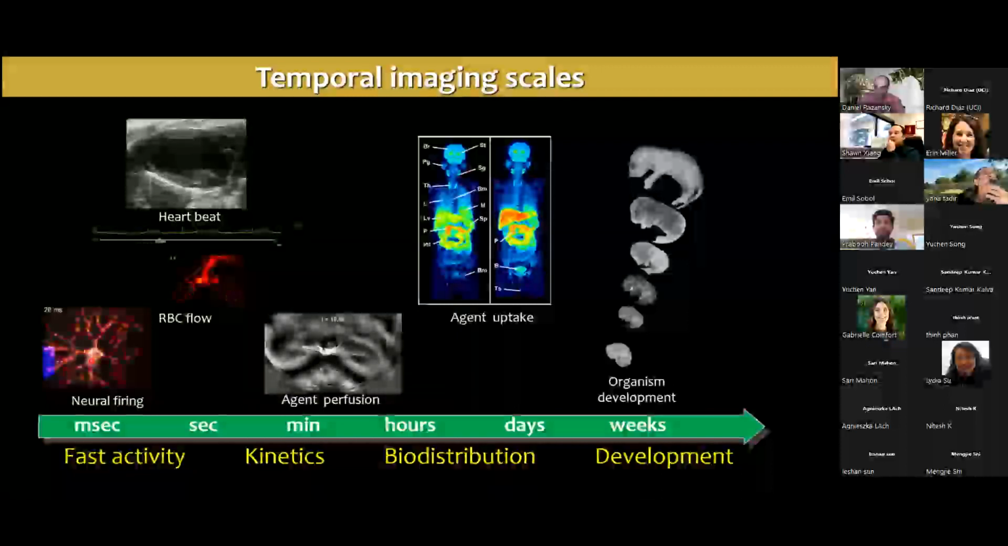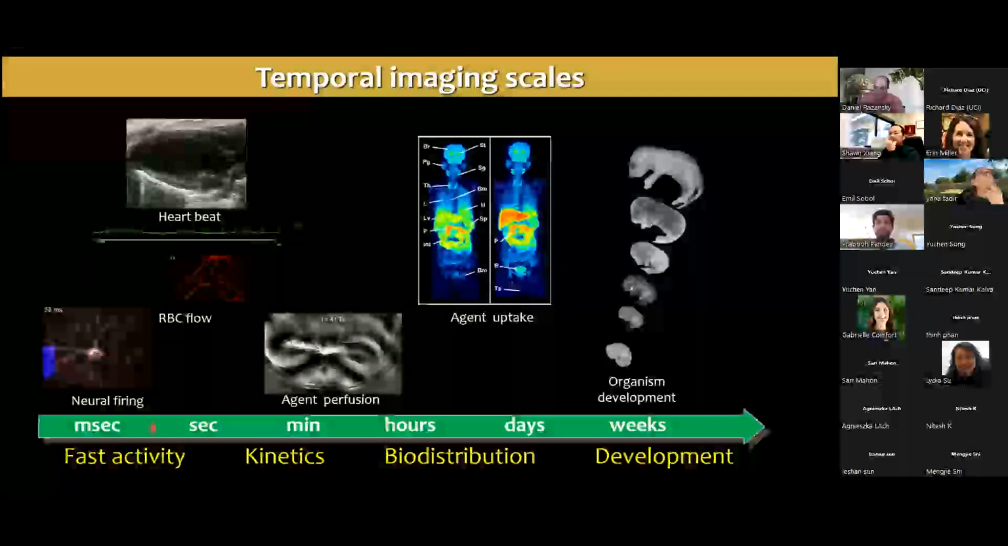So depending on your application, it's always about these trade-offs between speed, resolution, and depth. And what is also important is that you would usually choose a different imaging modality to cover different spatial and temporal scales, which is quite problematic because then you also get very different contrasts. So ideally, you would like to do imaging at various scales with the same imaging modality.